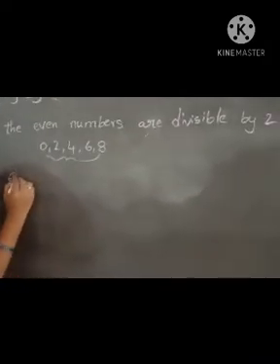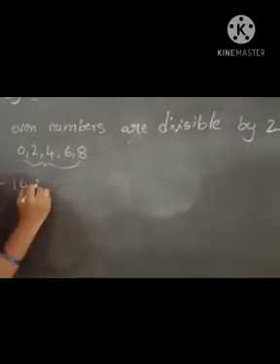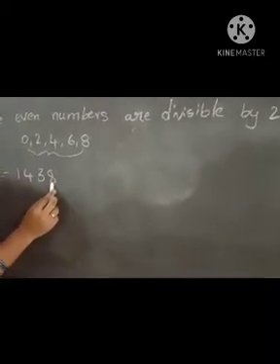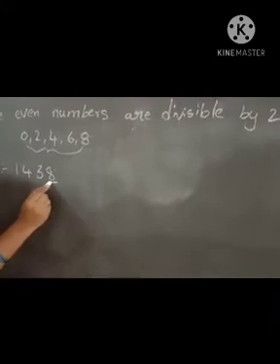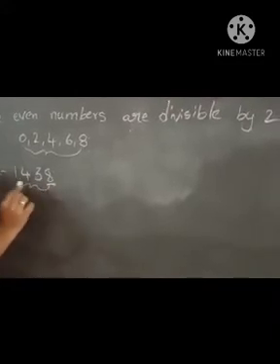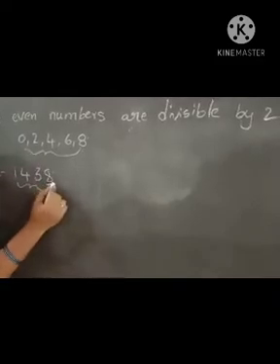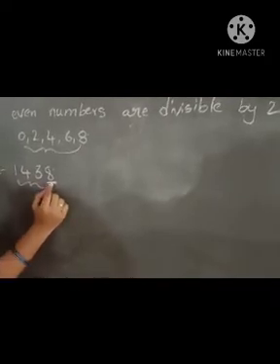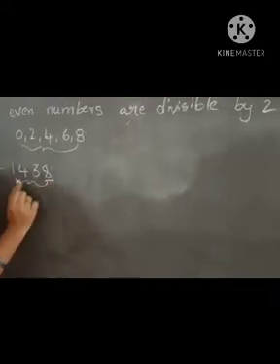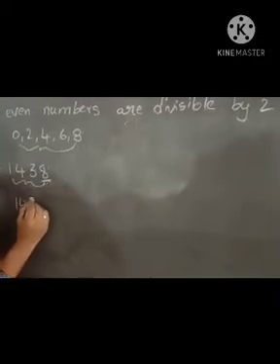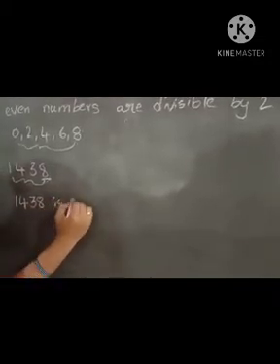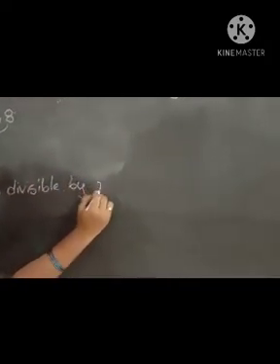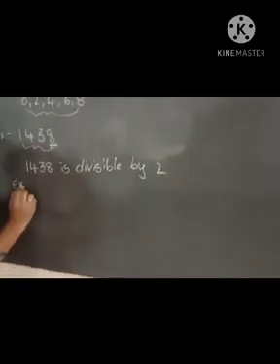For example, see here, 1438. In ones place, what is the number? In ones place, an even number is there, no? So the total number is divisible by 2. See here, 8 is there in the 2 table or not? Yes, 8 is there in the 2 table. So 1438 is divisible by 2.